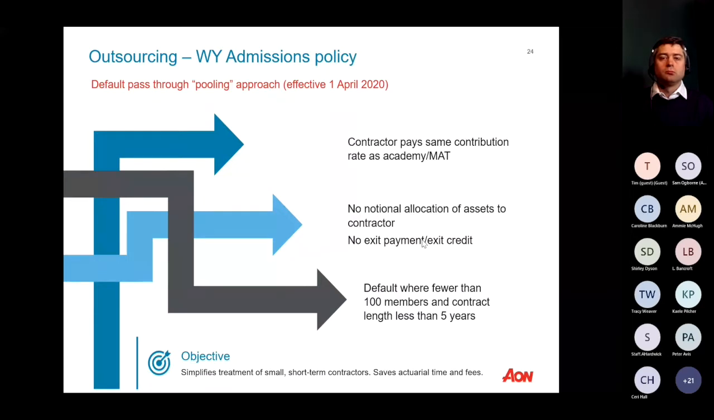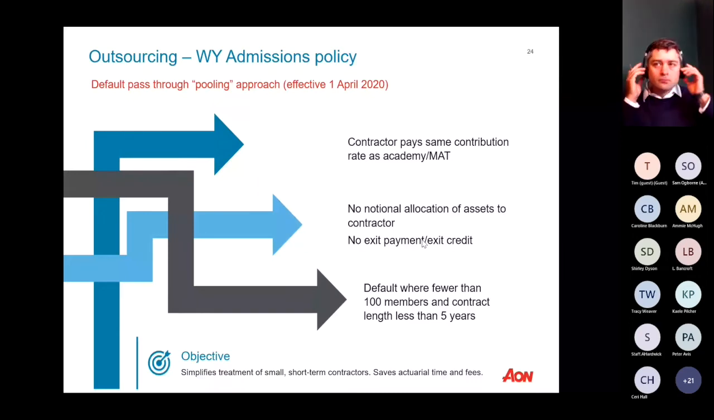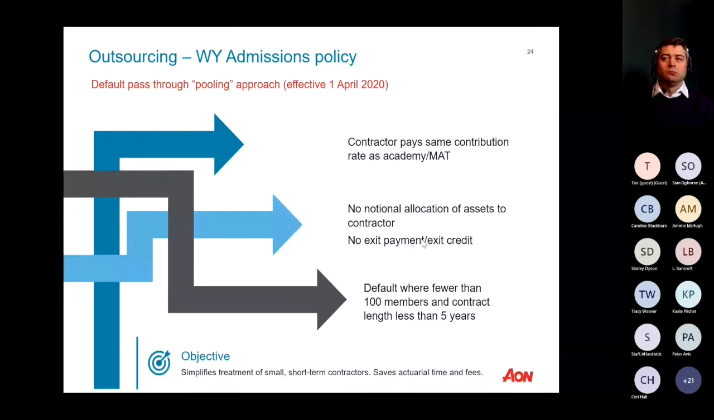So if you, as the letting authority, do not make a specific different agreement with the contractor, this default will apply. What it means is that the contractor will pay the same contribution rate as the letting authority. We won't set the contractor up for funding purposes as a separate employer. We'll effectively treat it as if it's still part of the academy or multi-academy trust. So there's no additional work associated with that. And it means that when the contractor leaves, the assets and liabilities would stay again with the academy or the multi-academy trust. And it's the default approach where there's fewer than 100 members involved and the contract length is less than 5 years. And as I say, it's about simplifying the administration from the funding perspective and saving costs.